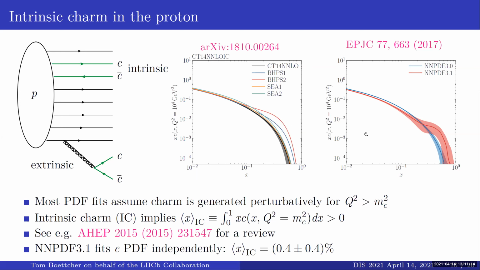NNPDF 3.1 was the first general purpose PDF set to independently fit the charm quark PDF, and it favors this valence-like intrinsic charm component with a magnitude of about 0.4 plus or minus 0.4%. You can see this in this plot on the right. There's this nice bump at high x with large uncertainties.